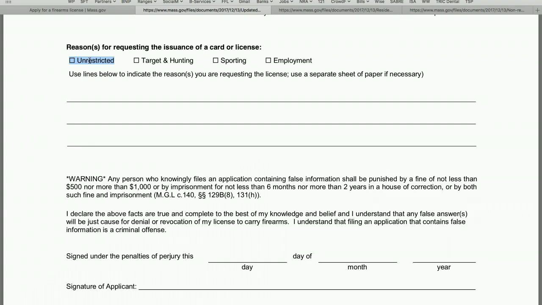Okay. So people will ask you for reasons to indicate what you're asking for. Okay, so you want personal protection outside the home. If you say, hey, I want to protect myself in the home, you're going to get target and hunting. Target and hunting will allow you to carry a firearm when you're at the range and when you're hunting. So if you live in Boston like I do, how many of y'all are going out hunting? Not many people are going out hunting in Boston. So make sure that you don't select that.